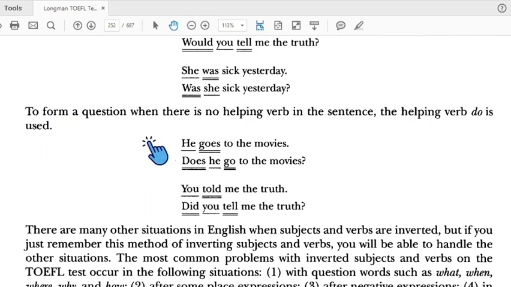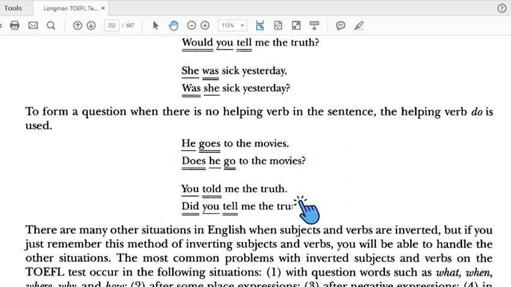To form a question when there is no helping verb in the sentence, the helping verb do is used. If there is no helping verb, we use do. For example, he goes to the movie. We don't put the verb in front, but we change it to does. Does he go to the movie?